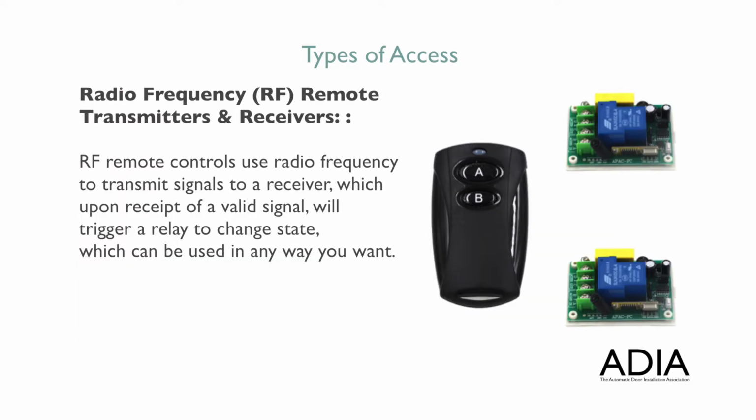Radio frequency. Remote transmitters and receivers. RF remote controls use radio frequency to transmit signals to a receiver, which upon receipt of a valid signal will trigger a relay to change state, which can be used in any way you want.